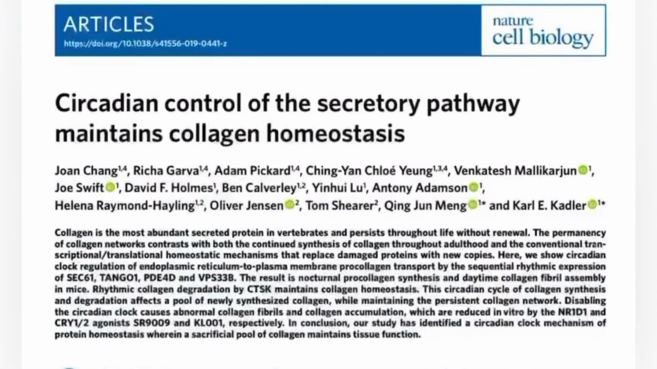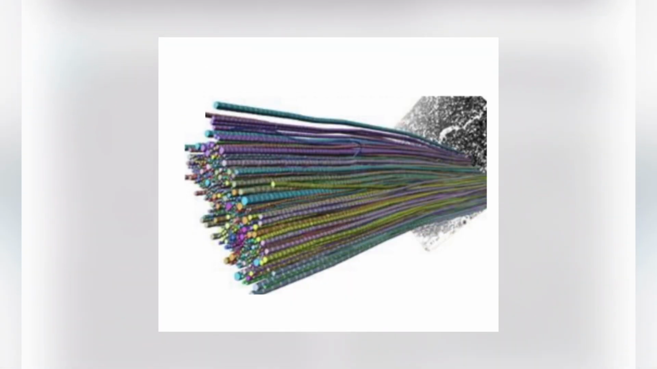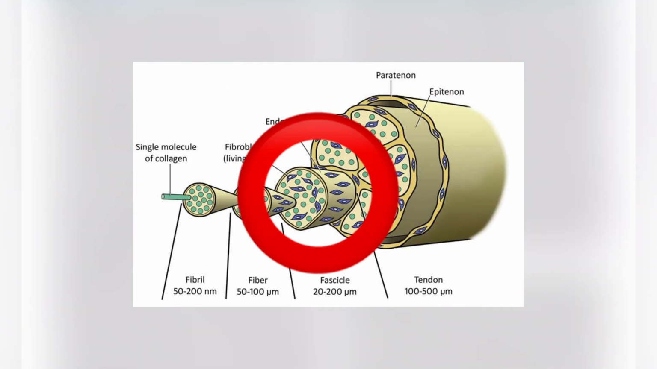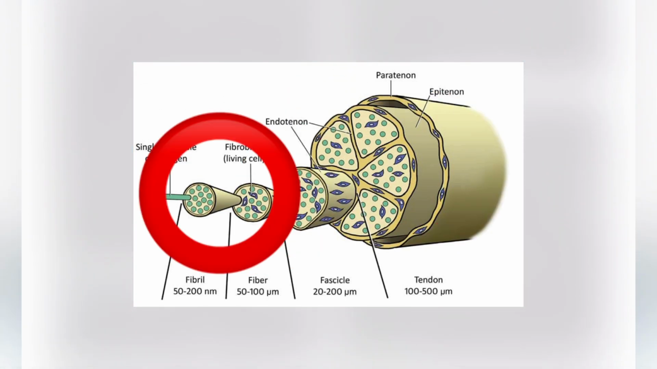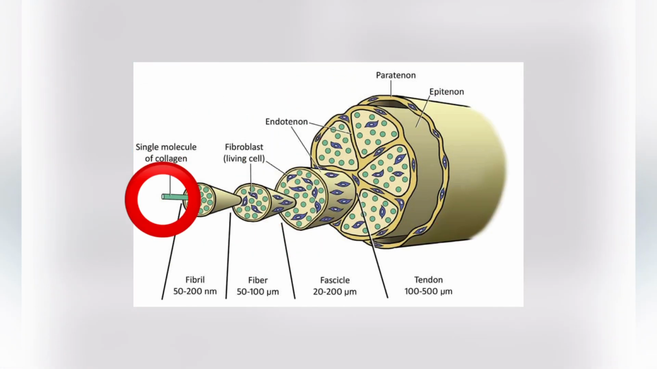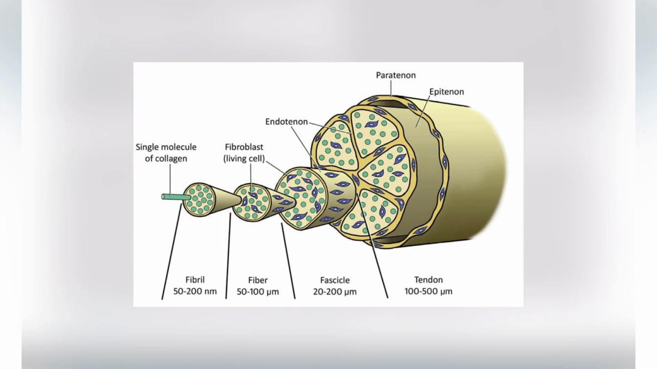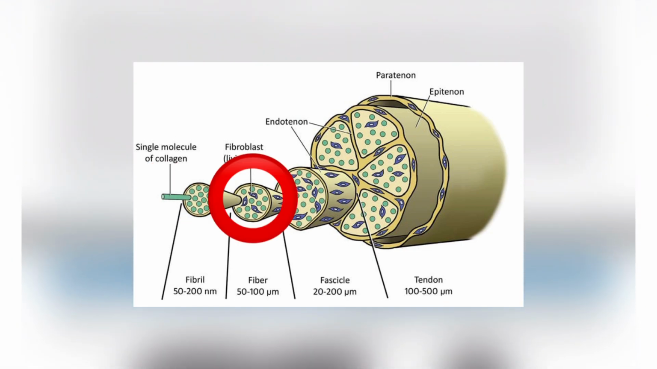So this paper covers everything about this permanent and sacrificial collagen. It's titled Circadian Control of the Secretory Pathway Maintains Collagen Homeostasis. This paper zoomed into the fibril level of the collagen, so let's go back to the tendon hierarchy. It starts with one big tendon, it goes down into fascicles, it goes into fibers, then fibrils, and finally into collagen. So we're going to zoom into the fiber level so we can look at the individual fibrils.